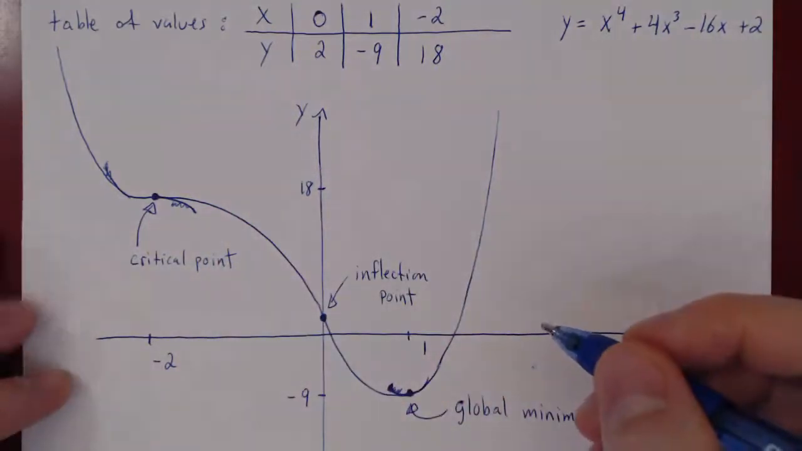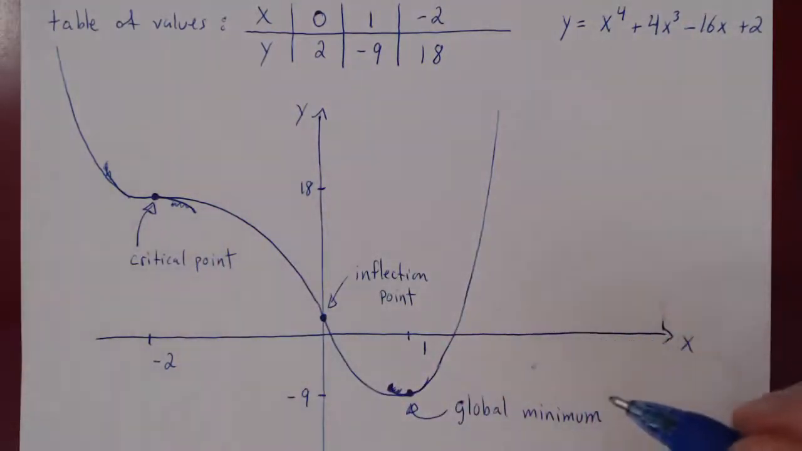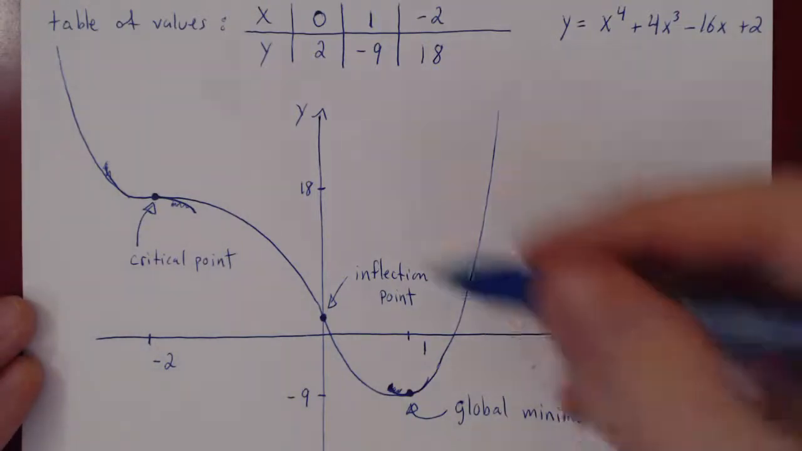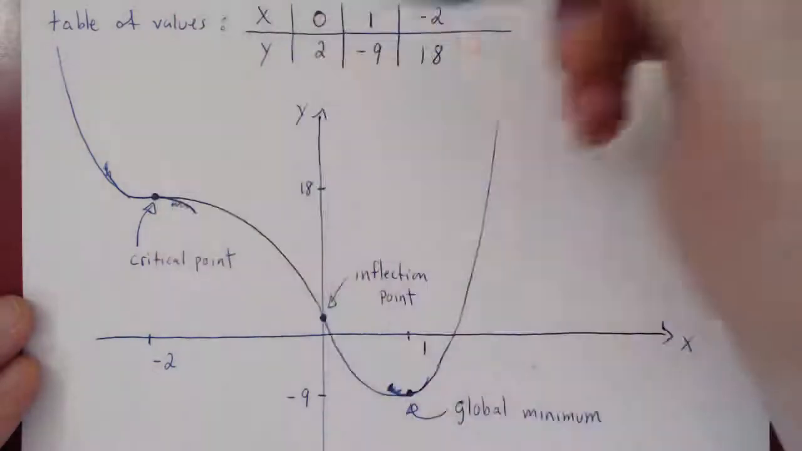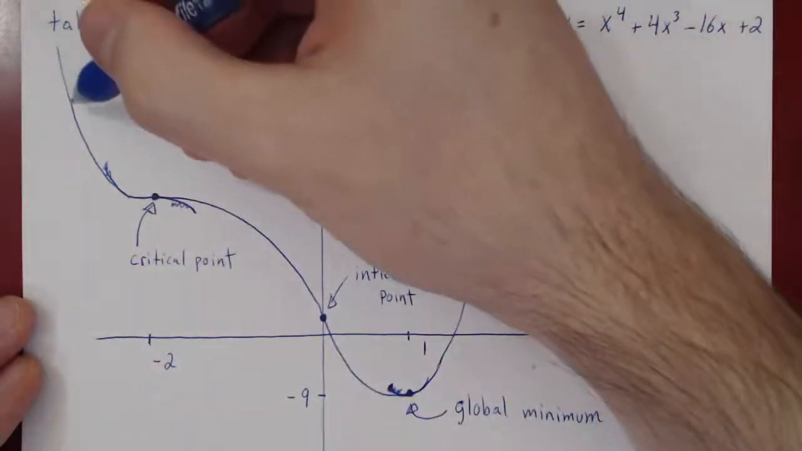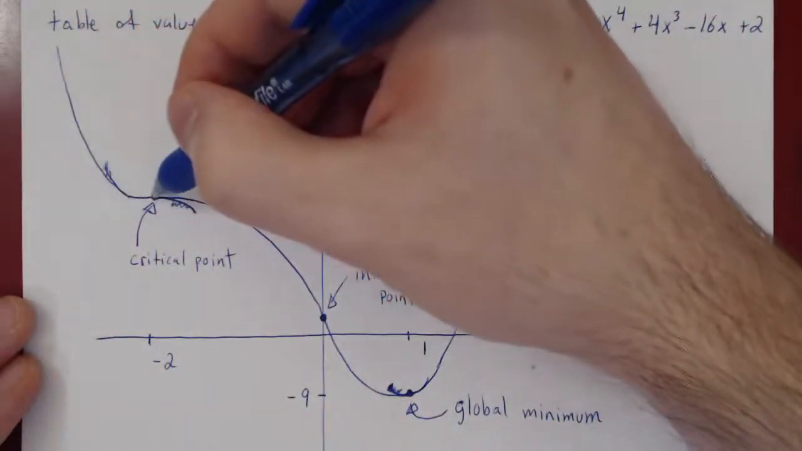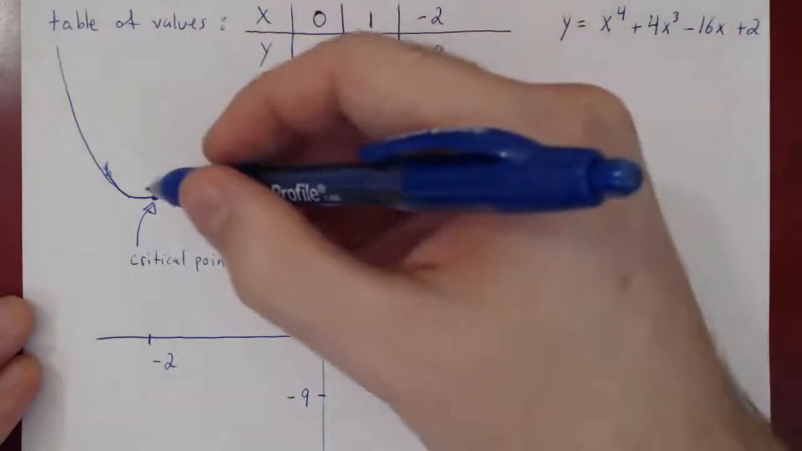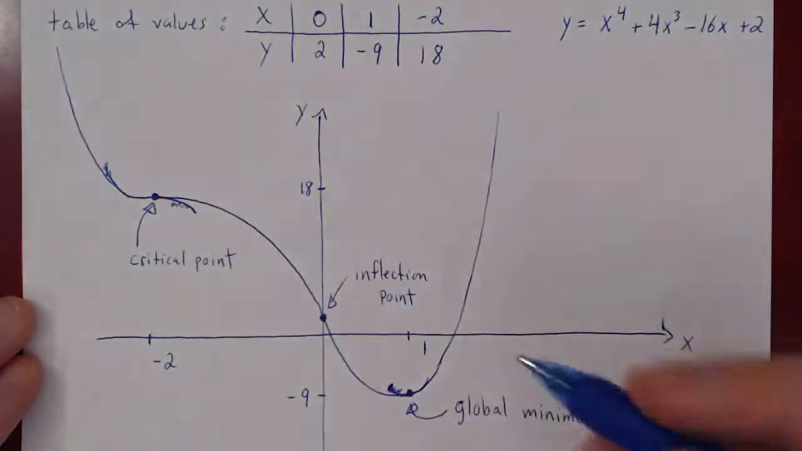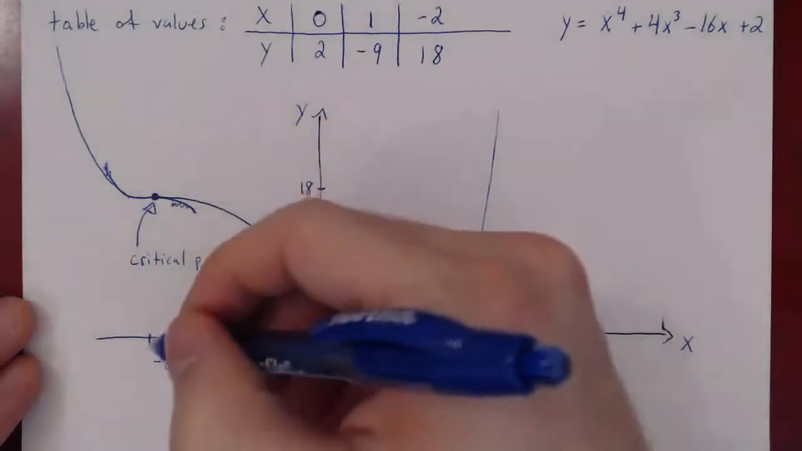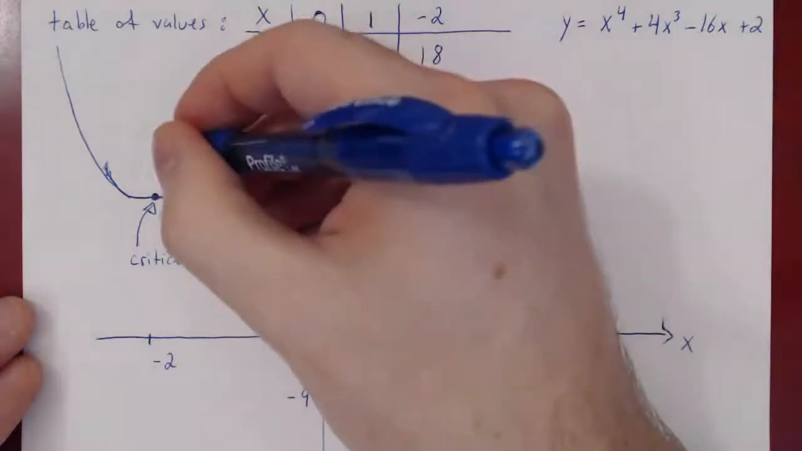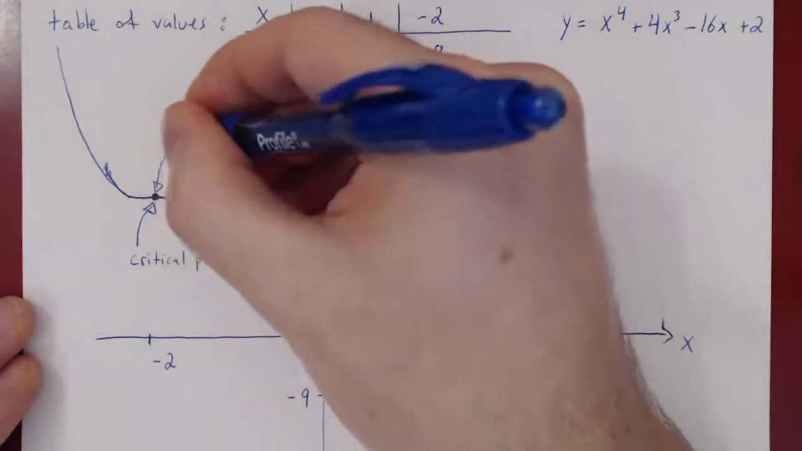And is it an inflection point? Because not only was -2 a critical point, it was also a possible inflection point. So does concavity change at -2? Well, let's see. The curve is concave up, up, up, up, up, up, up. We hit -2, and the curve becomes concave down. So indeed, there is a change in concavity. So not only is x equals -2 a critical point where the curve is flat, it also is a real inflection point.